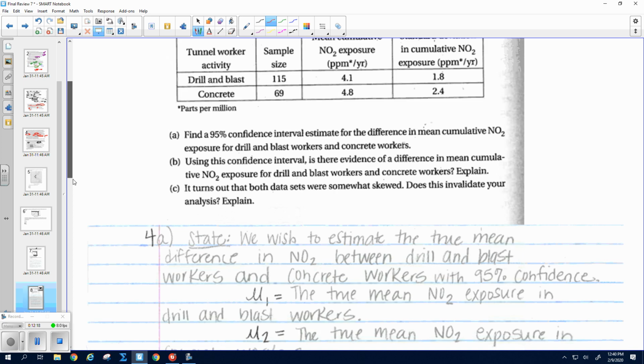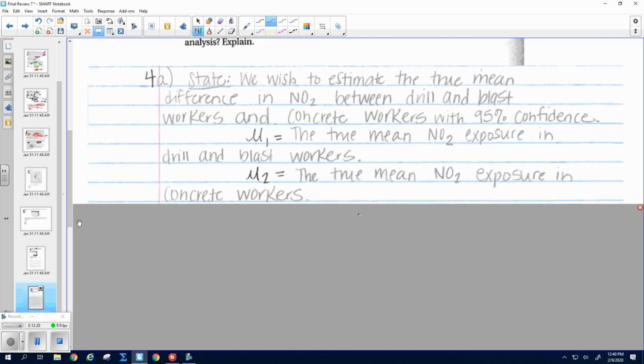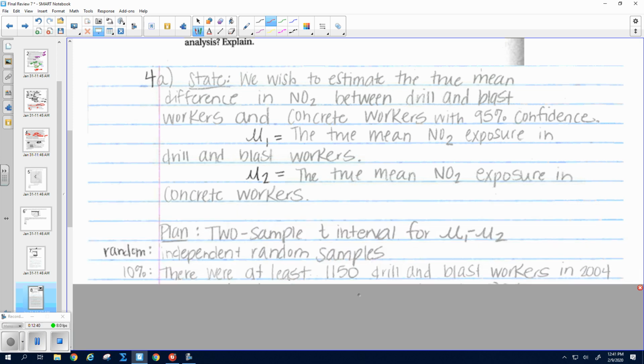So we start with our state. We wish to estimate the true mean difference in NO2 between drill and blast workers and concrete workers with 95% confidence. And then define your mu1 and mu2. So my mu1 is the true mean NO2 exposure in drill and blast workers. Mu2 is the true mean NO2 exposure in concrete workers. So we've got our plan.